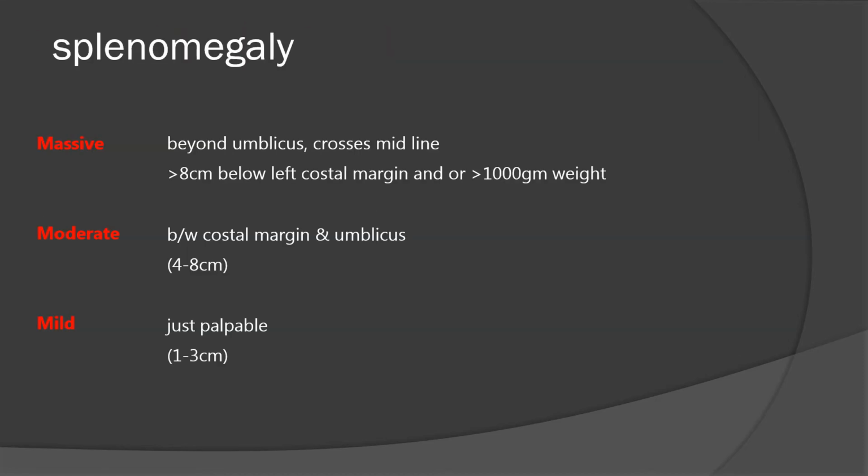Splenomegaly is massive when it is beyond the umbilicus, crosses the midline, is greater than 8 centimeters below the left costal margin, or when it is greater than 1000 grams in weight. It is moderate when it is between the costal margin and umbilicus, 4 to 6 centimeters. It is mild when it is just palpable, 1 to 3 centimeters below the left costal margin.